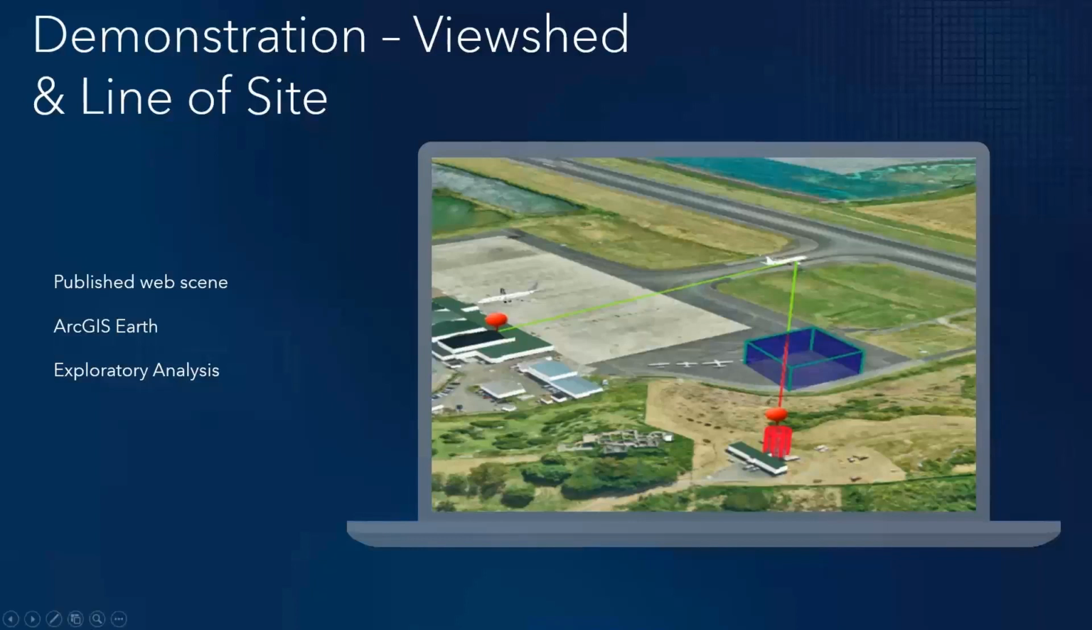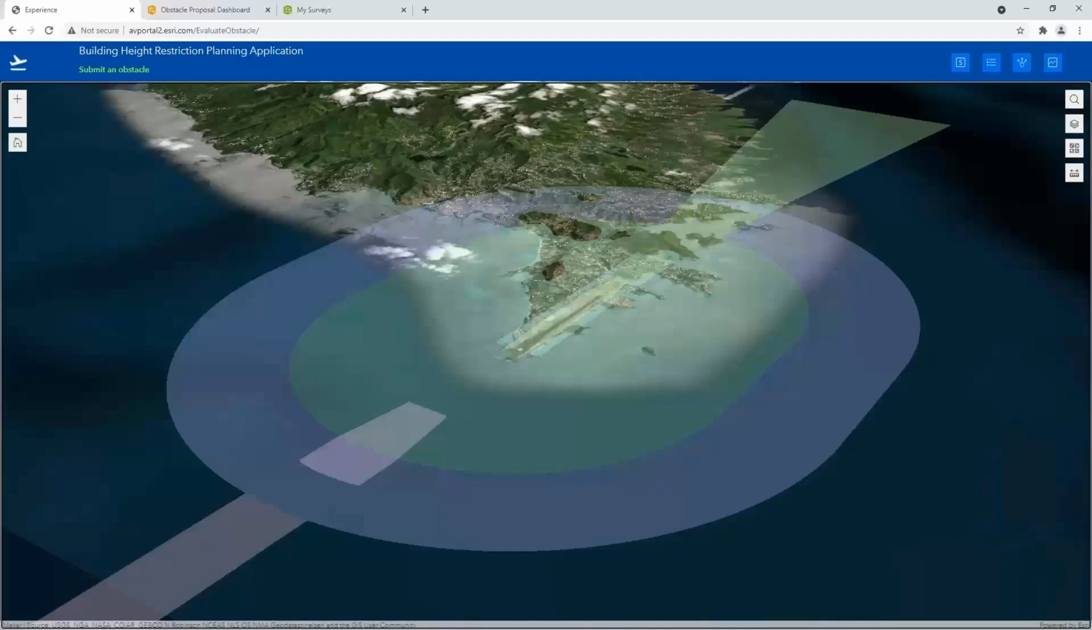But before we get to that, let's actually start off with the Experience Builder app. Let me pull that up. So this is our building height restriction planning application. As I mentioned, this is Experience Builder, embedding one of the widgets that we were able to pull from a developer sample and expand.